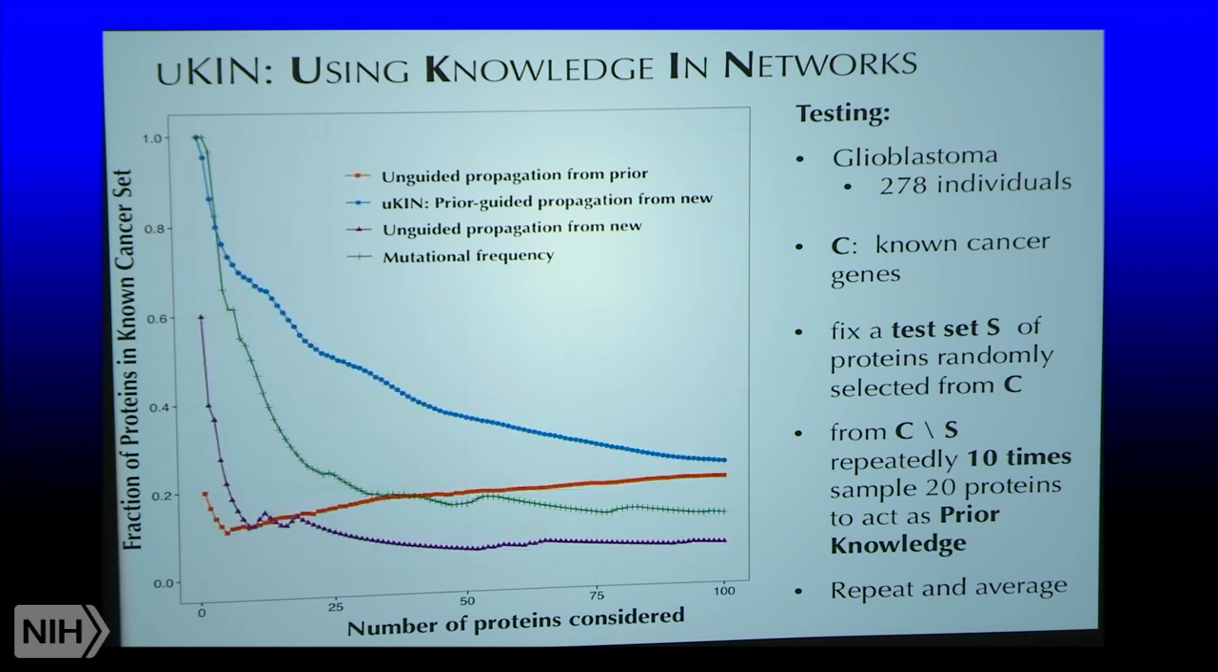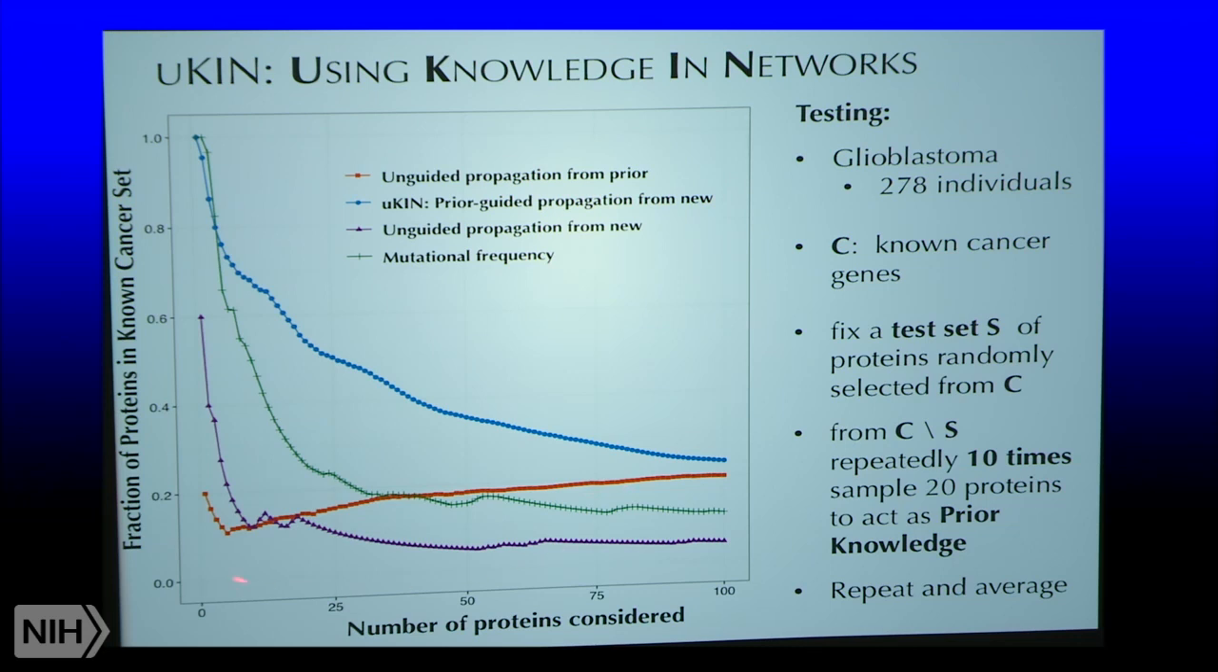Okay, and so this is what this looks like. Blue is our approach, and that's shown here. Green is the frequency-based approach, which you can see does quite well at the beginning, but tapers off rather quickly. Purple is when you propagate information just from the new data. So you can see just how much of a benefit there is incorporating this prior data in your network propagation. And then finally, this is what happens when you just do unguided propagation from your prior data.